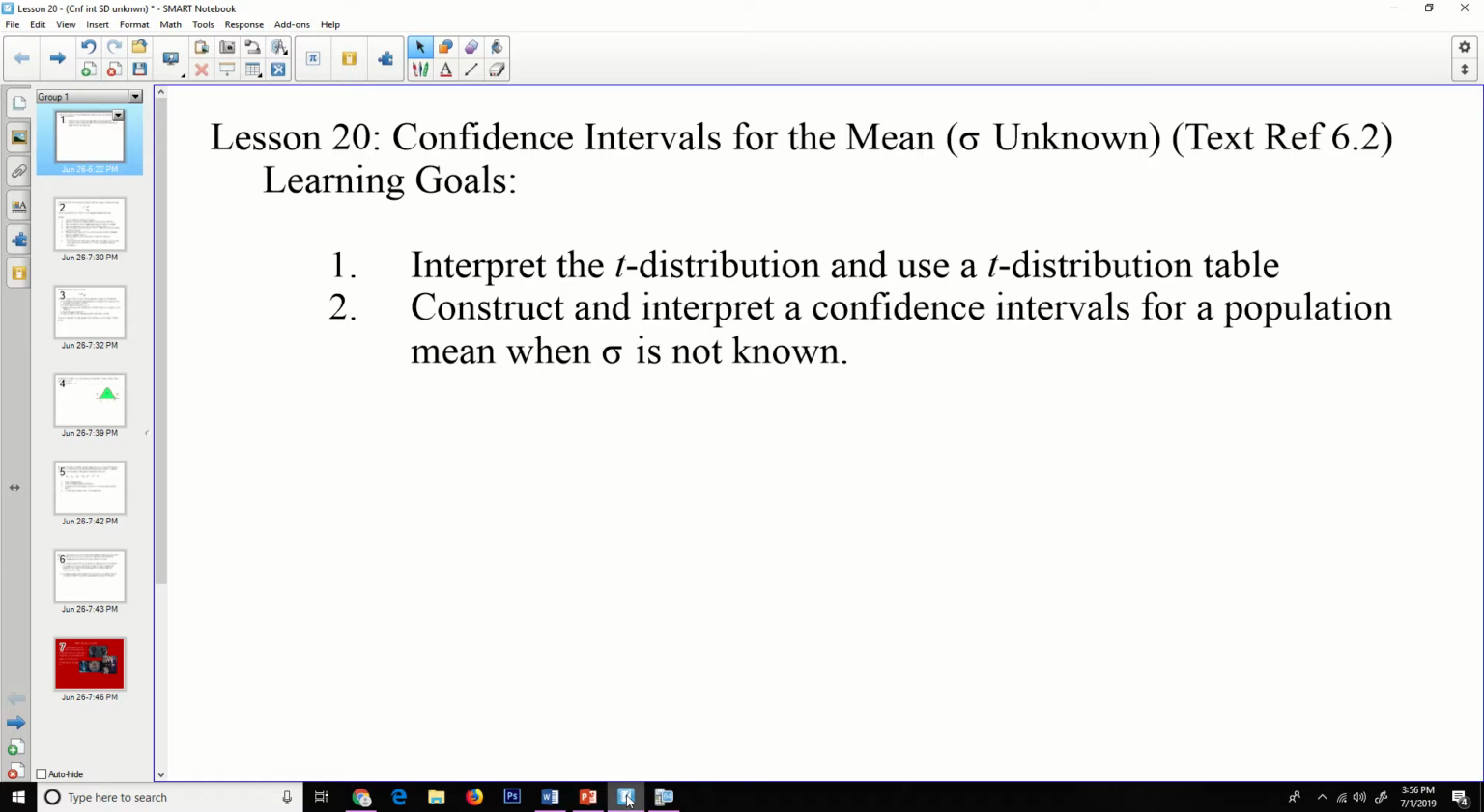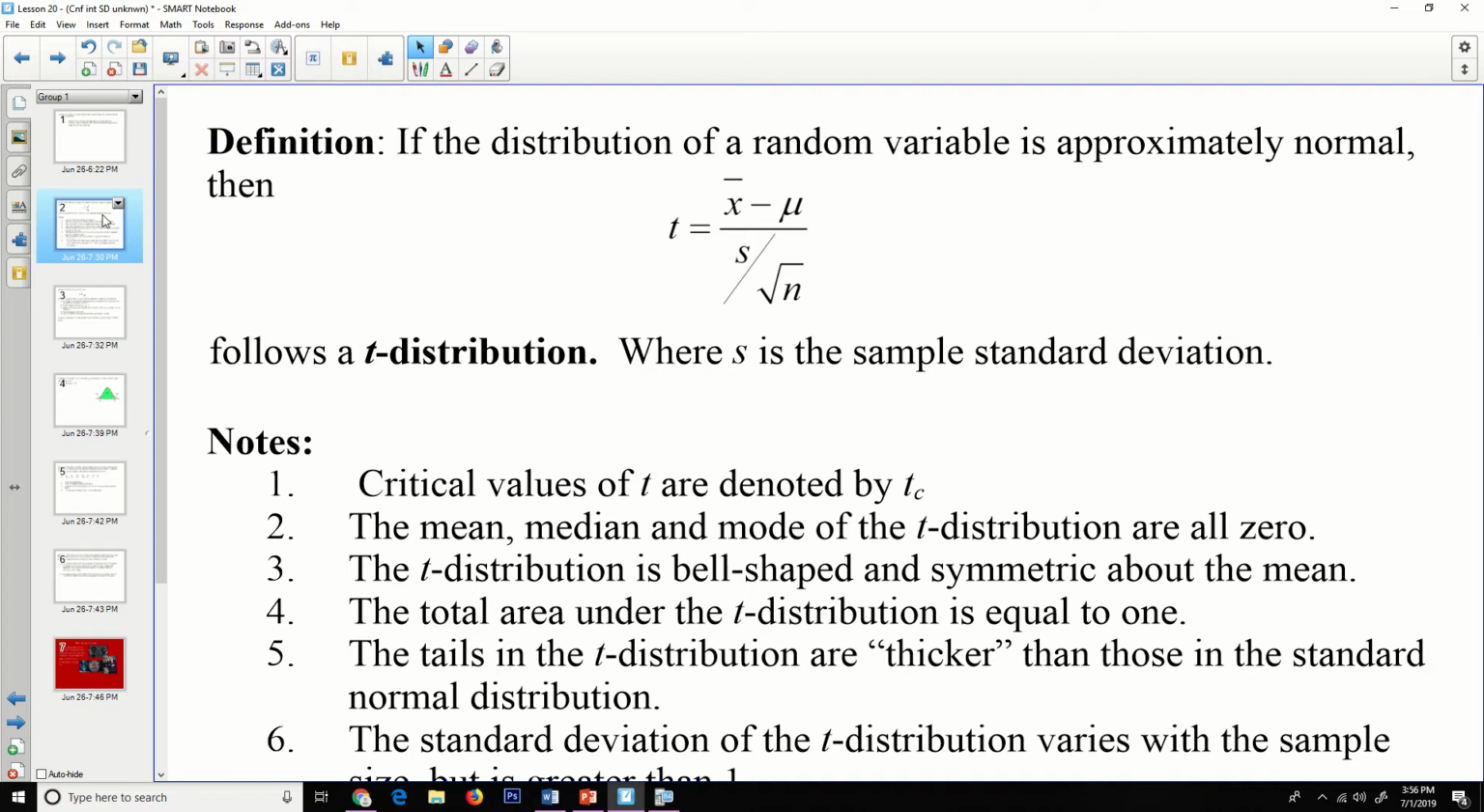Today we are going to interpret a t-distribution and use the t-distribution table. Our table is going to be on our calculator. Then we're going to construct and interpret a confidence interval for the population mean when the standard deviation, the global standard deviation, is not known. When your global standard deviation is not known, you are going to follow a t-distribution.